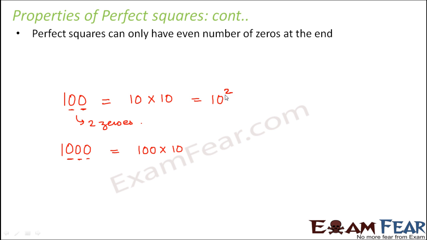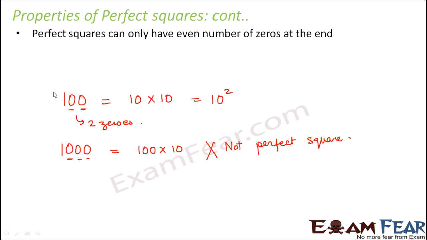Like in this case, 100 can be written as 10 square. But in this case, 1000 cannot be written as 10 square or 100 square, because 10 square would be 100 and 100 square would be 10,000. So there is no such number whose square is 1000. So 1000 is not a perfect square.